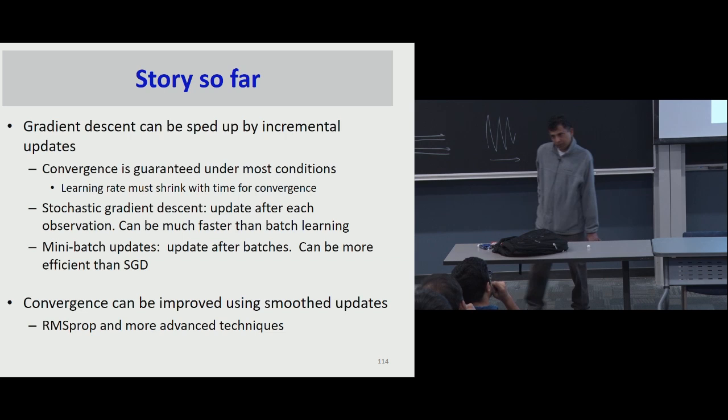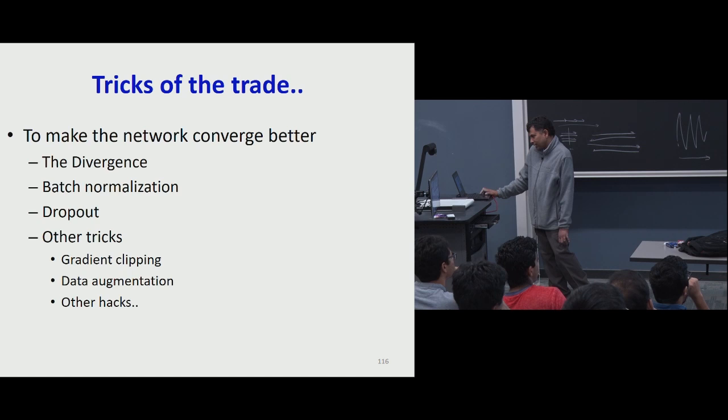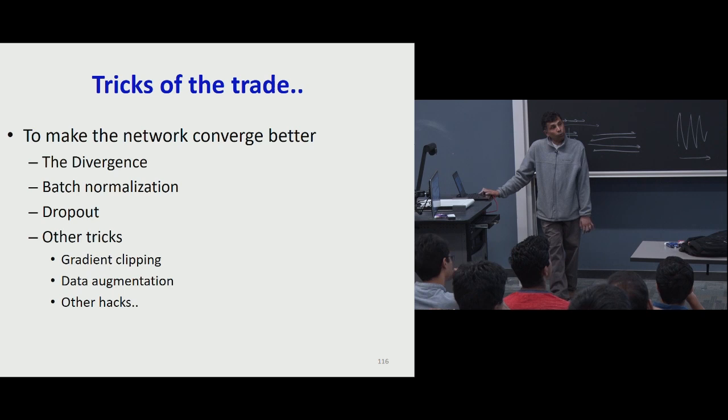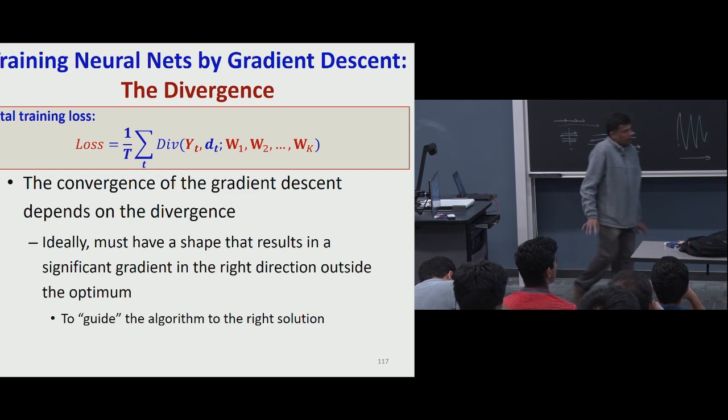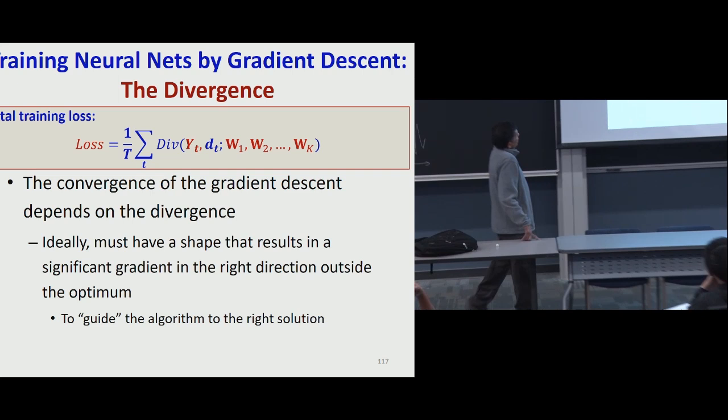of the derivatives, right? So what I would have done next is to actually look at, I have 5 minutes. So let me look at one more topic. Let's look at things you have to consider. Things like divergence and what are the tricks you can employ. So let's look at the divergence first, and the rest I will offload to the recorded lecture. Now here's the training, total training loss. It is the average divergence over the entire training set, right? Now, the convergence of gradient descent actually depends on the divergence.